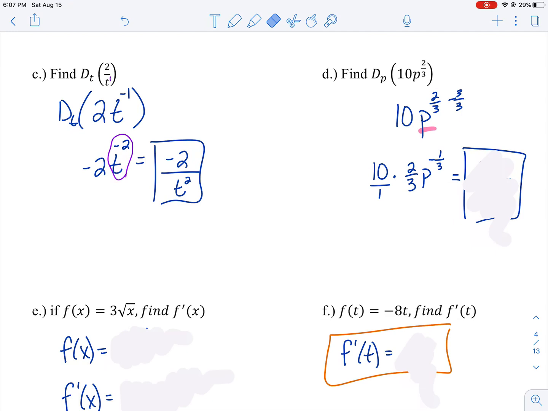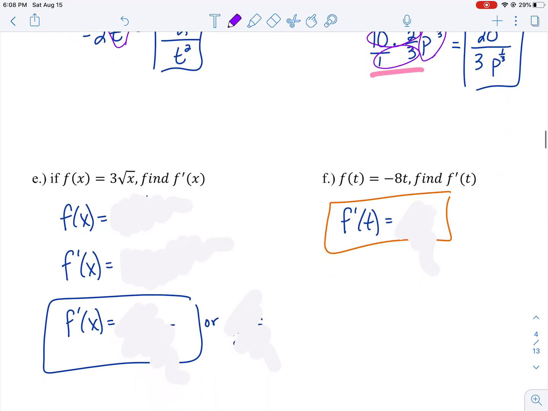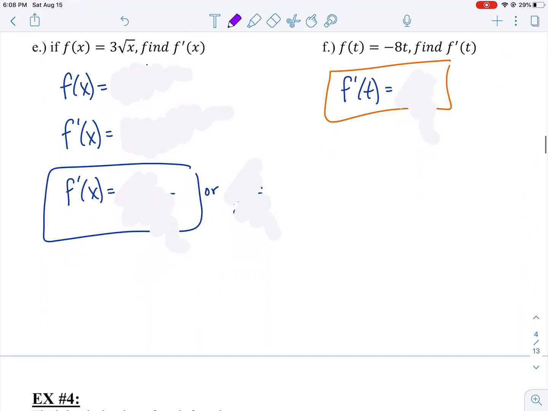Let's multiply across the tops of those fractions and the bottoms so I can combine these coefficients here. I ended up getting a 20, that's my 10 times 2, over 3. And then I had this p to the negative 1/3 that I wanted to make a positive exponent, so I dropped it down to the bottom. That means I have a 20 in my numerator and a 3p to the 1/3 in my denominator, using that rule where we have a coefficient. All right, let's do a few more here.